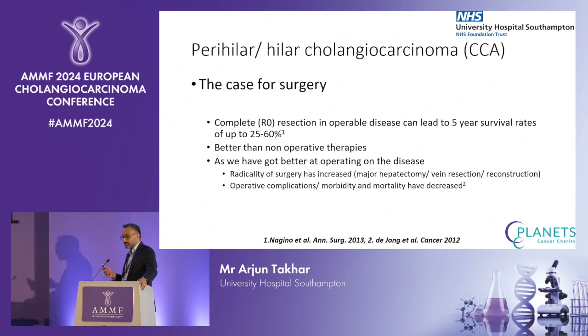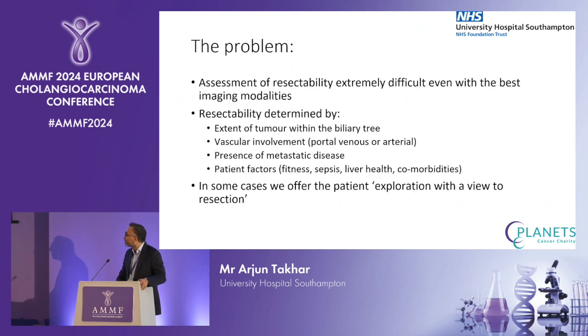And these are supposedly the most challenging operations that you can do on the liver, and initial outcomes were quite poor, but we know that as we've gotten better at operating on this disease, the radicality of what we do, extended hepatectomies, etc., vein resections, the operative complications, mortality and morbidity have decreased. So there really is a very good case for doing these operations.